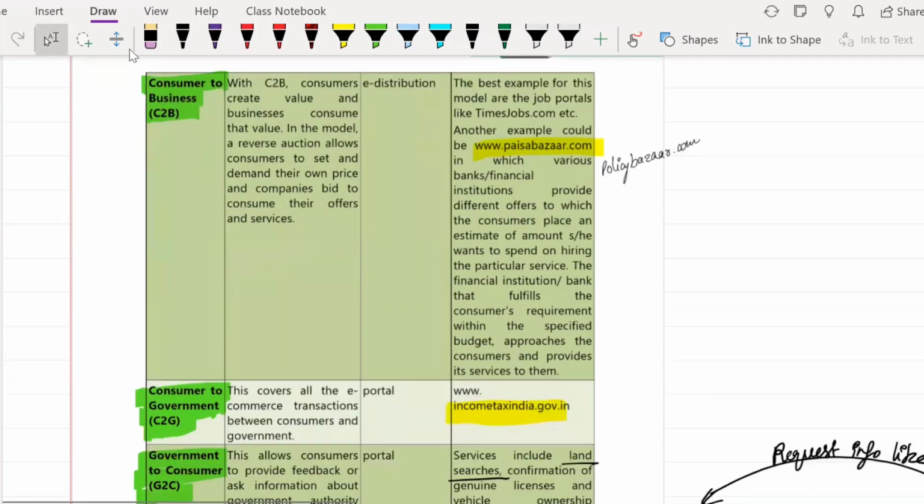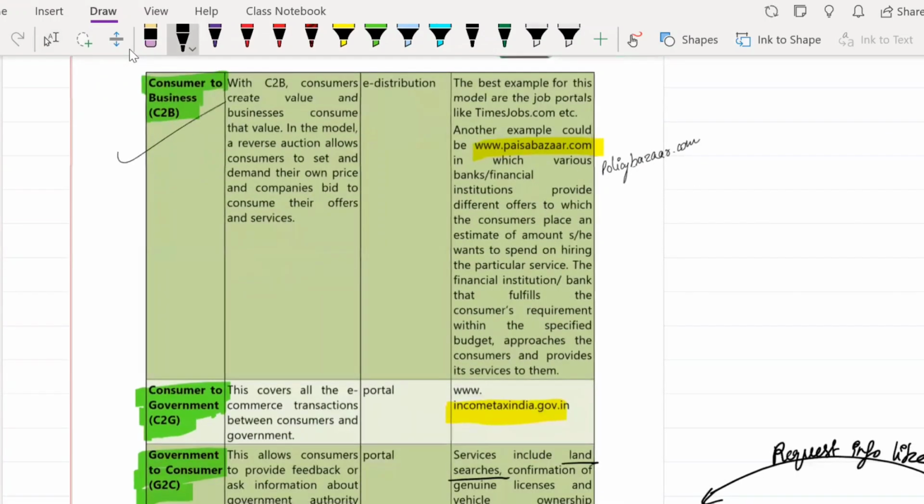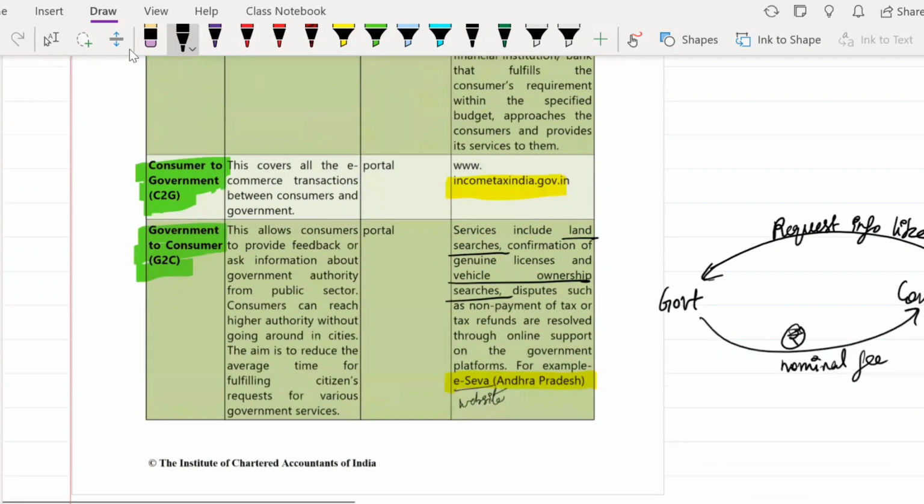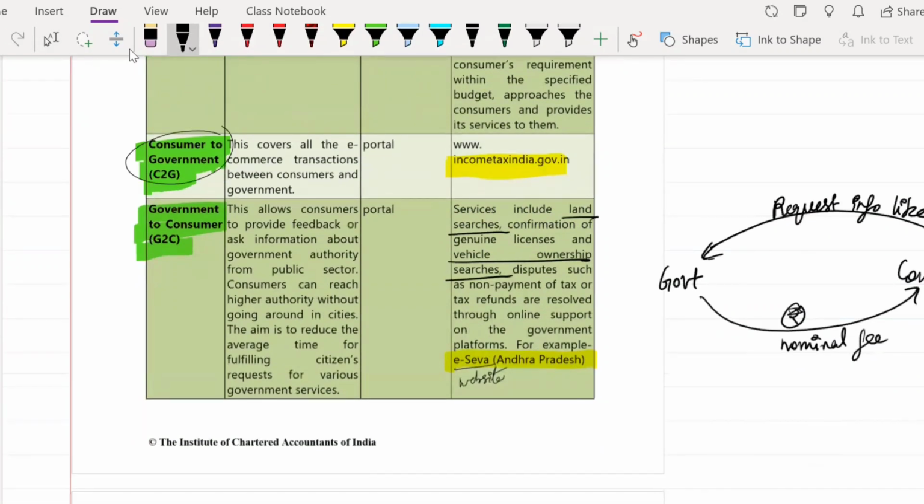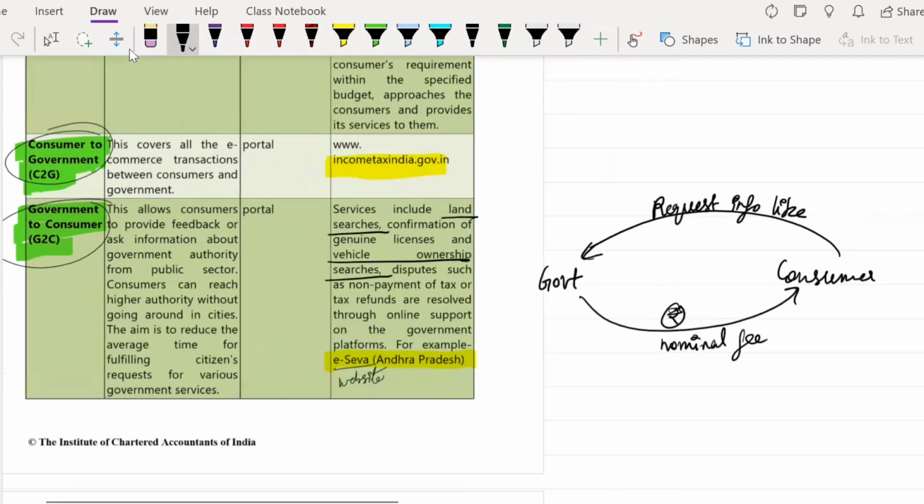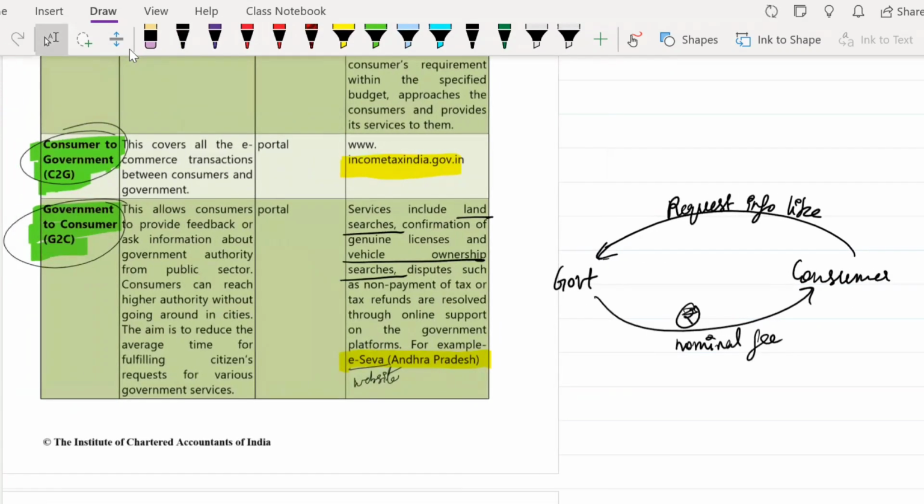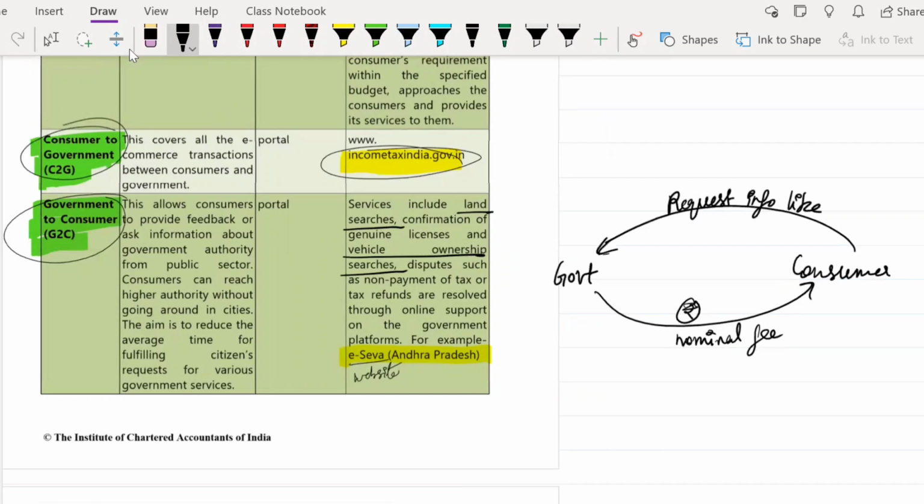Okay, fine. Consumer to consumer, then you have consumer to business, and then you have two more business models, which is consumer to government and government to consumer. So here, if you take consumer to government, we go to an income tax website, okay, and we do transactions there. So incometaxindia.gov.in is a government website. So consumers go to that website to perform a few transactions. So here it is consumer to government.